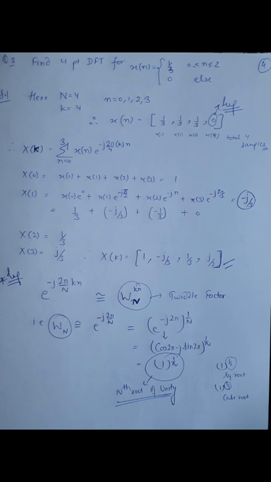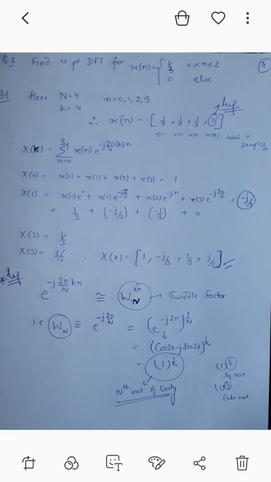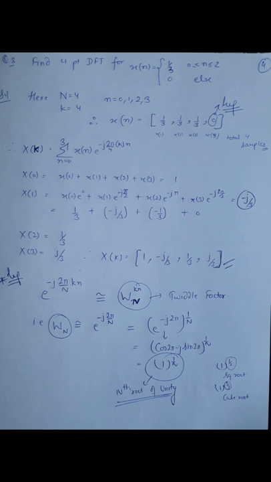N is equal to 4, k is equal to 4, n varies from 0 to 3, x of n e raised to power minus j 2 pi by N, N is 4, k into n. Put the values of k and n, and we find the values of x0, x1, x2 and x3. Now this is one way of calculating the DFT. We have another way, that is DFT as a linear transformation.